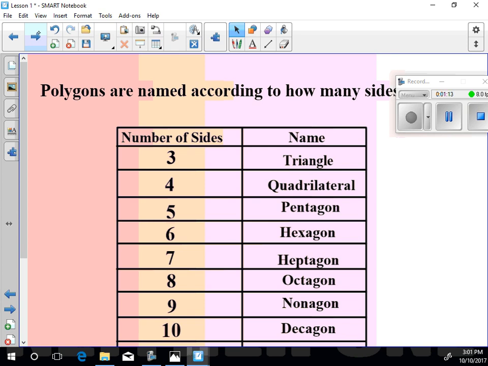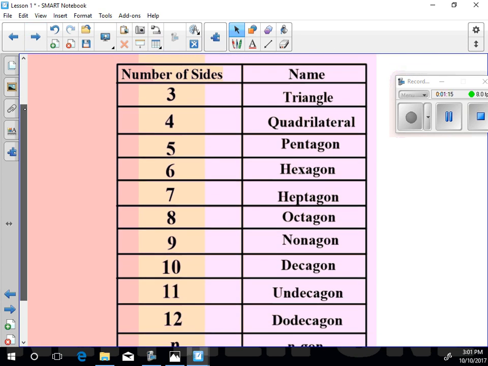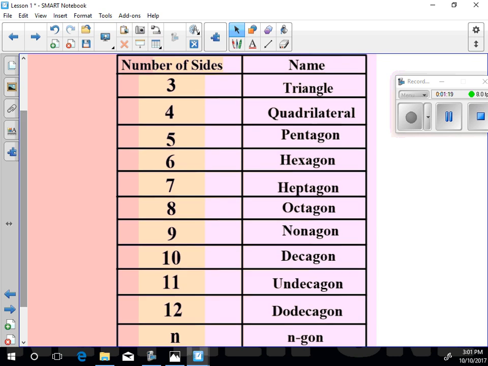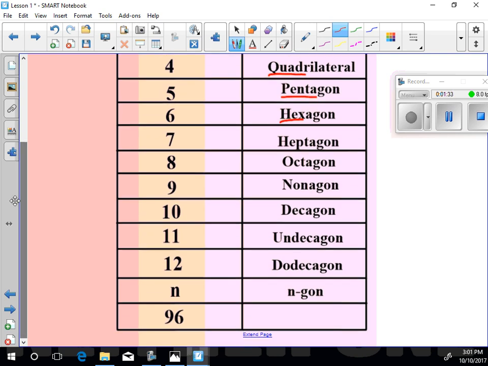Okay, classifications of polygons. You may or may not remember these, but the list right here is all-inclusive. And as you go down, tri means 3, quad means 4, penta means 5, hex 6, etc., all the way down. We use n-gon for anything above 12 sides. So a 96-sided figure would be a 96-gon.